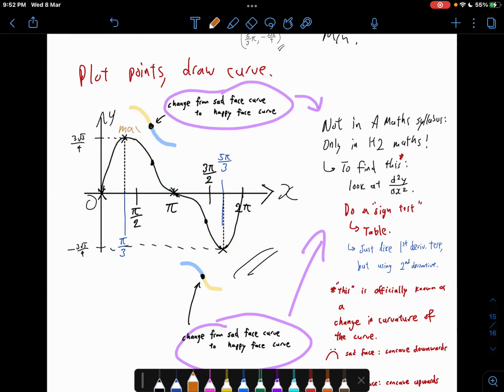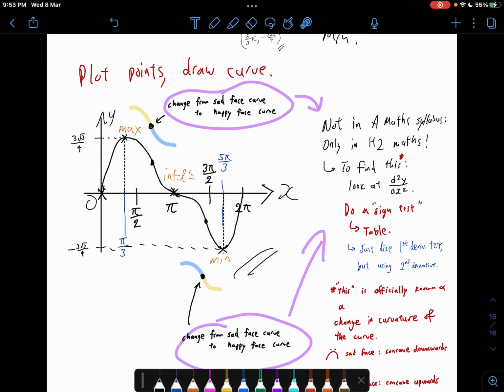Don't need to label, but I'm just going to label for emphasis: maximum, minimum, inflection. To be even more technical, there is a point where there's a change in curvature. It changes from the right half of a sad face to the left half of a happy face. Yellow changes to blue. Concave downwards changes to concave upwards. That's a technical way to say it.